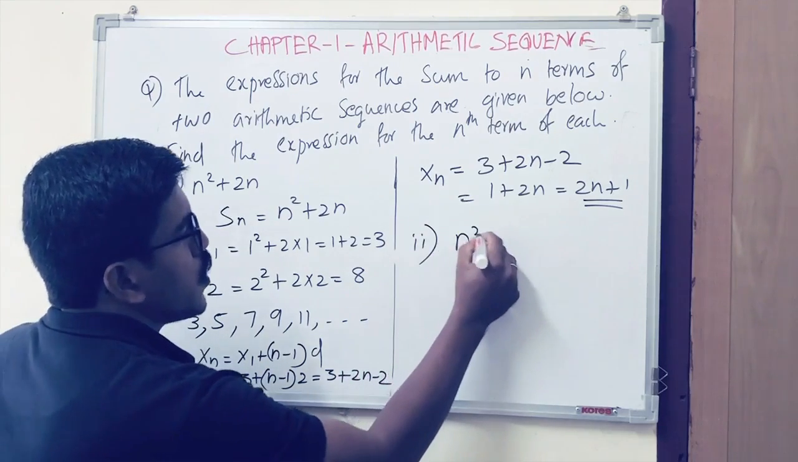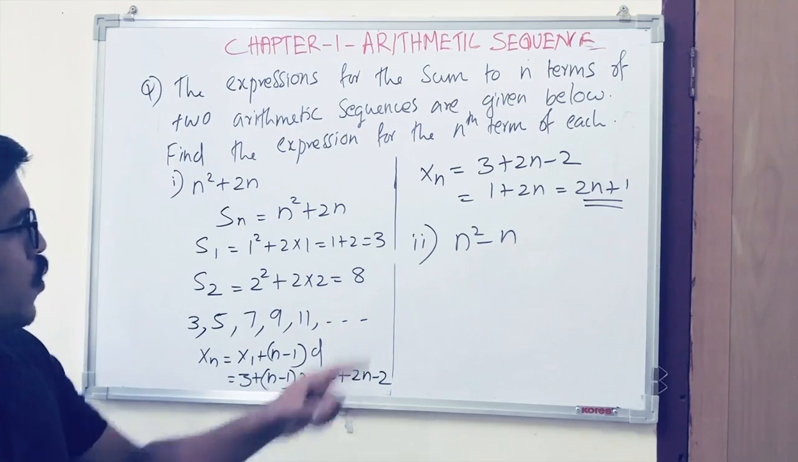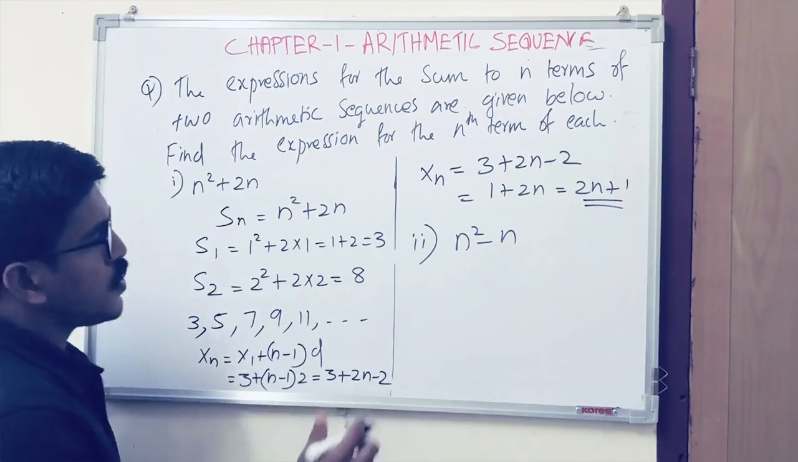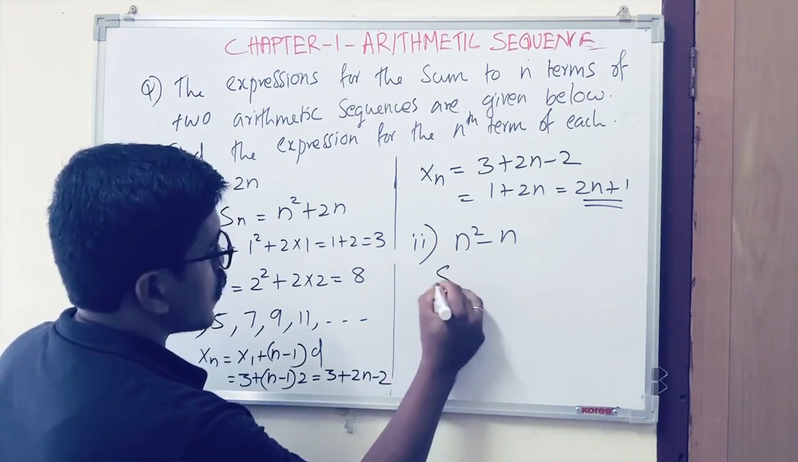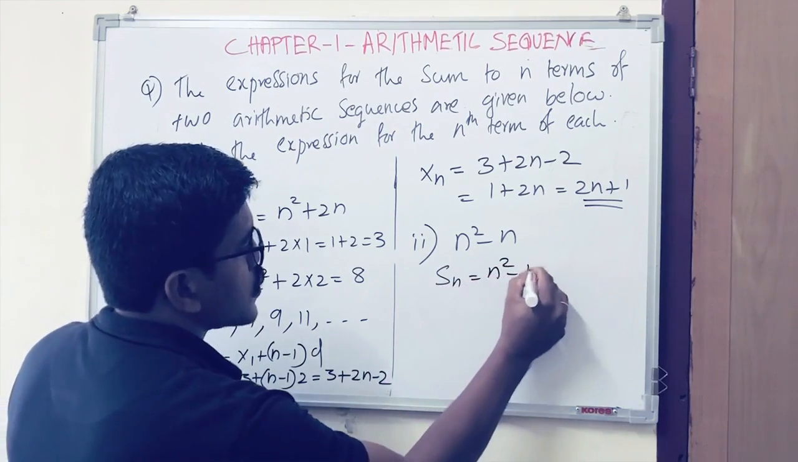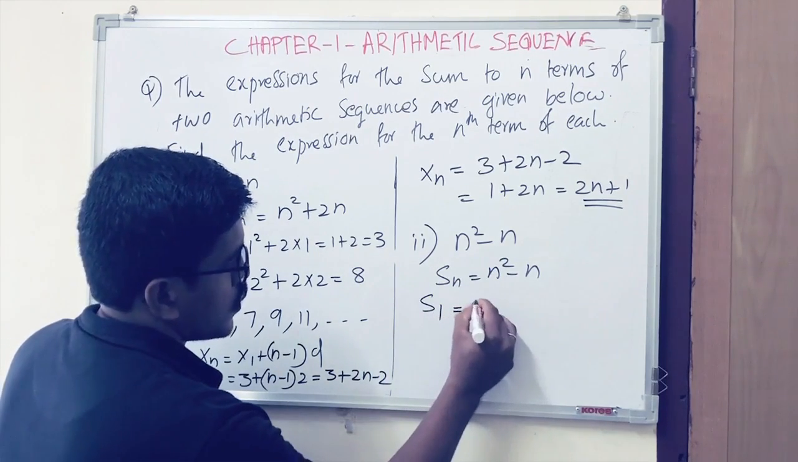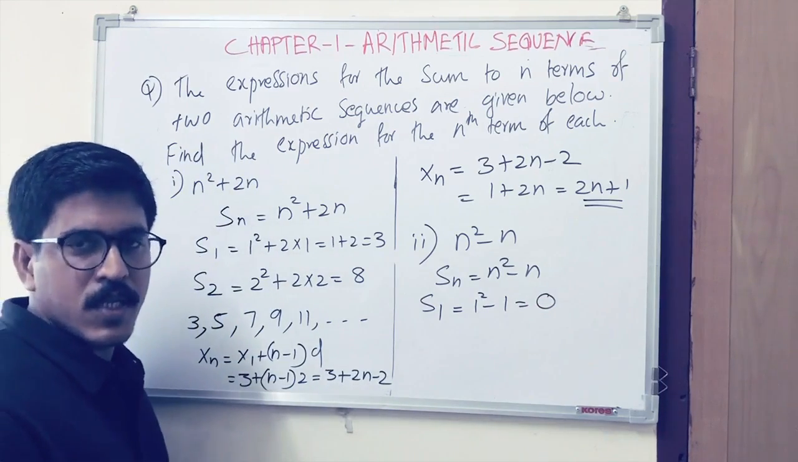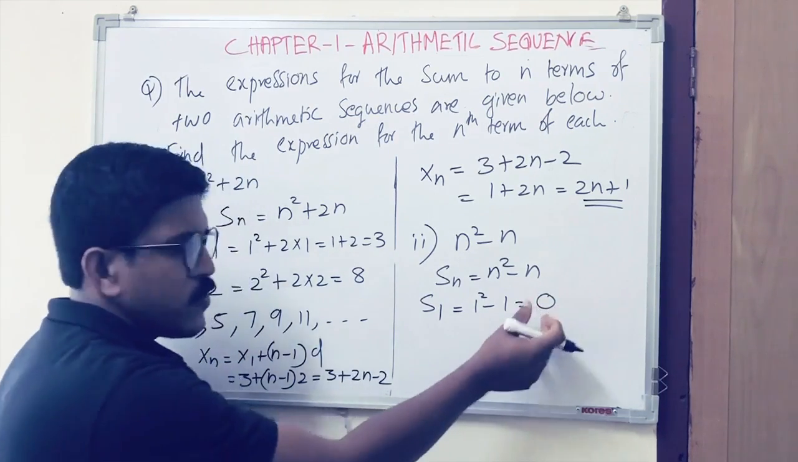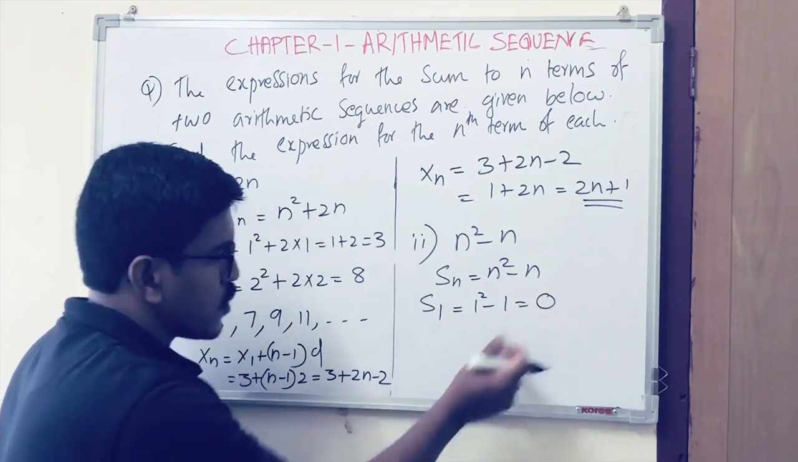So n square minus n, our next question. Here also in the same way we can calculate the first term, that is Sn is equal to n square minus n is given. If I write S1, that is 1 square minus 1, 0 will come. Right? So this is the first term, there is no other number to add. So this is the first term.